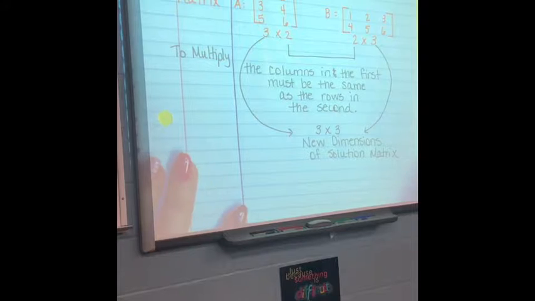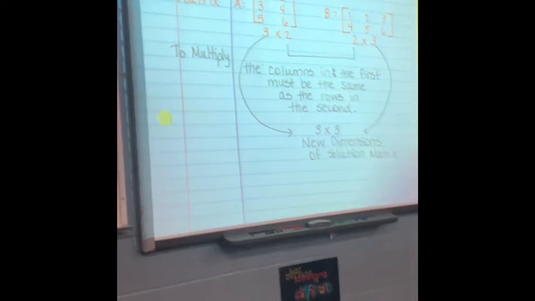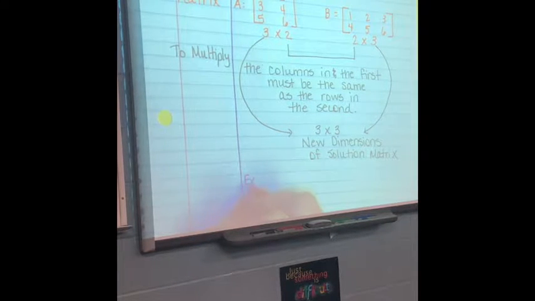Okay. Questions so far? So the inside two numbers will tell me if I can multiply them. And then if I can, the outside two numbers tell me the new dimensions. Okay? Okay. So let's look at example 1.